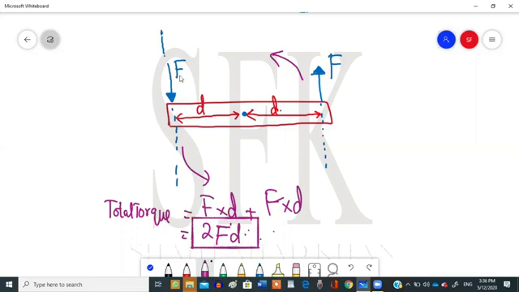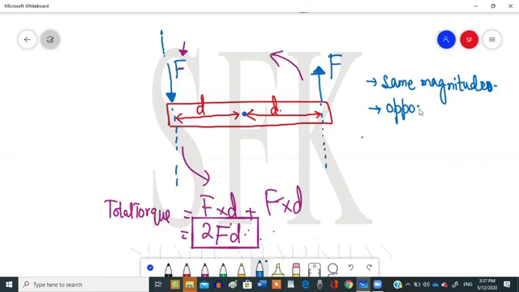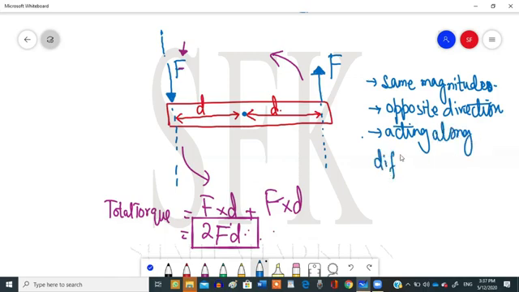Now such forces which have exactly the same magnitude, opposite directions, and act along different lines of action. I'm repeating what I just said. This is very important, guys. These are the three properties that must be present in these forces: same magnitude, exactly opposite direction, and acting along different lines of action.